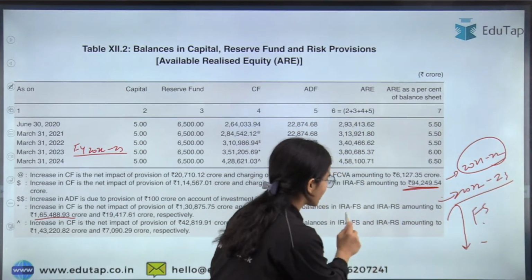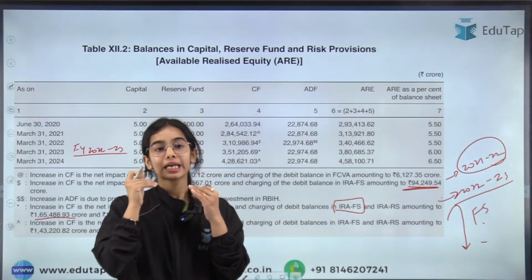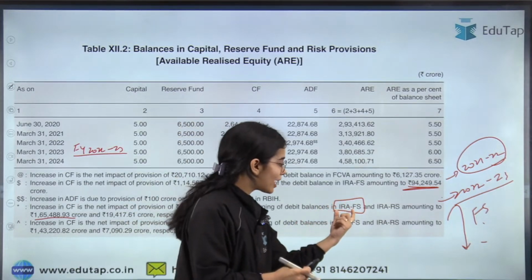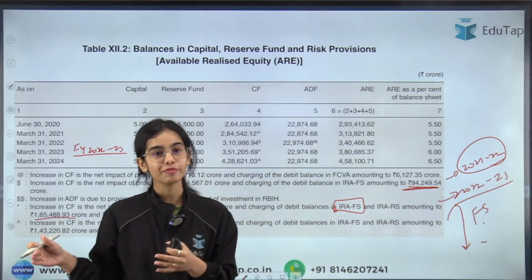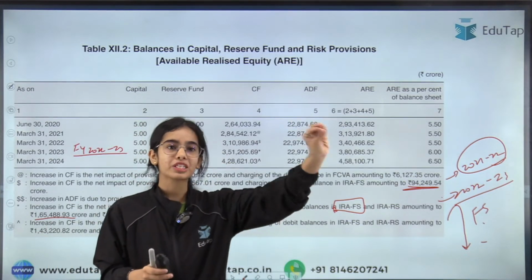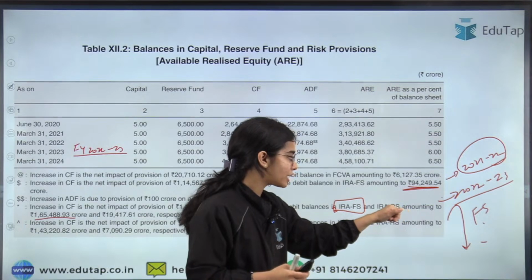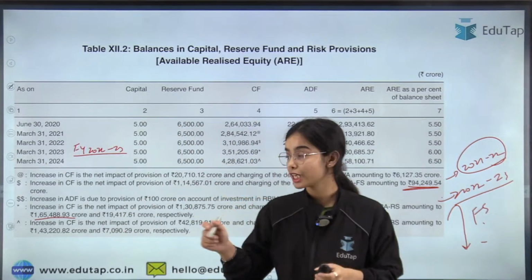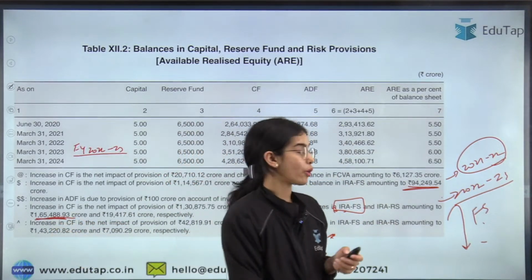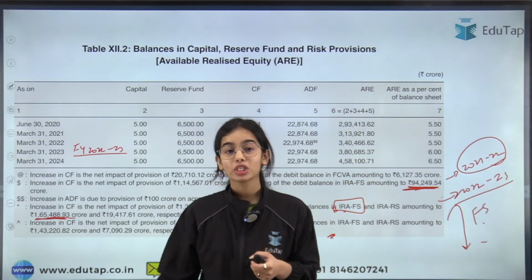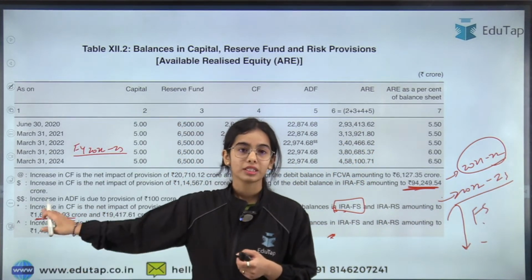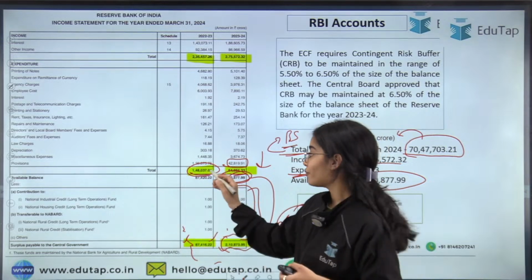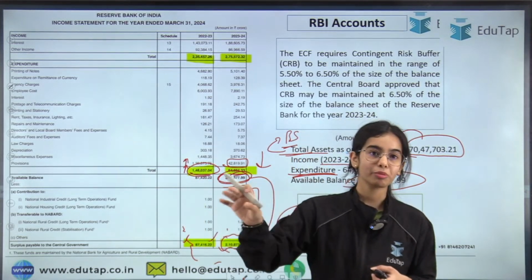So if we talk about the IRAFS, that is the investment revaluation account foreign securities, every year the Reserve Bank of India revalues its investment in the foreign securities, and in the rupee securities also. The foreign securities were very volatile, due to which there was a very high dip in their value as compared to the previous year. So extra provisions had to be maintained for these foreign securities, and that's why the expenditure in the previous year was very high, because of the higher risk provisions.